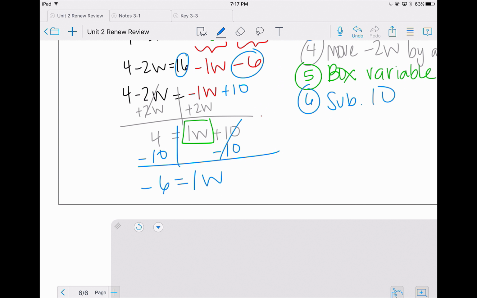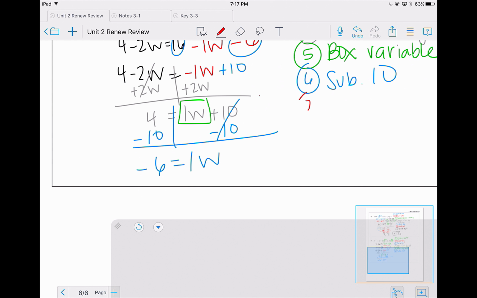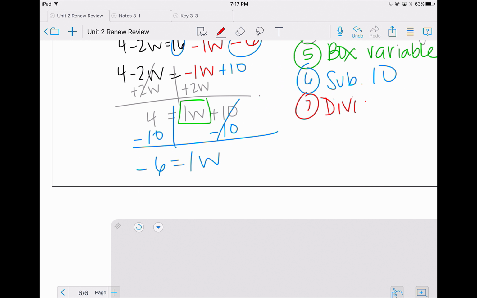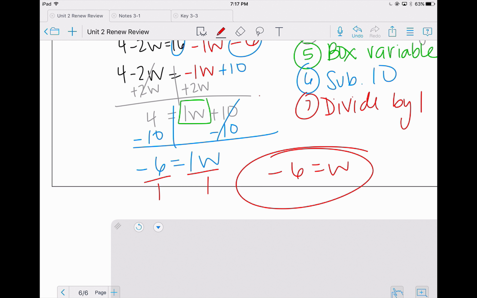Now, 1w is the same as just w. If you want, just for practice, you could say you would divide by 1. But dividing by a positive 1 does not change the problem, so negative 6 equals w is my answer.